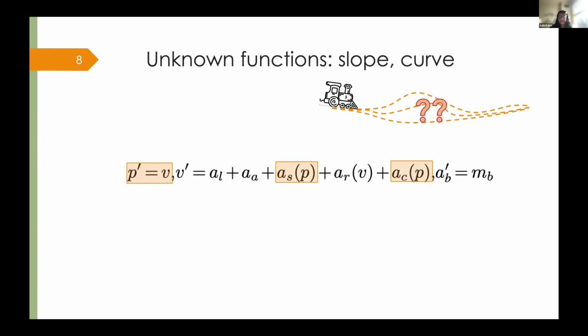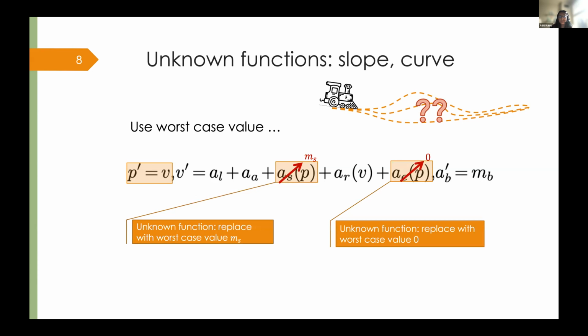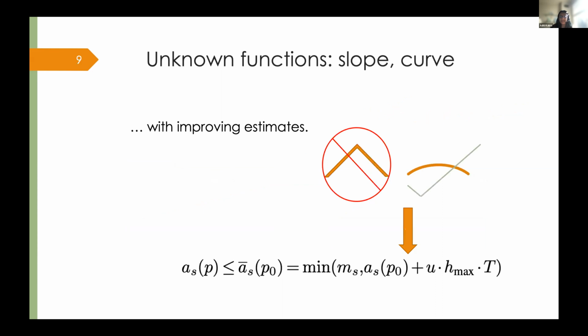Fortunately, we know the worst case bounds on slope and curve. A given railroad will know its steepest slope, m sub s, and sharpest bend. So conservatively, we substitute in the worst case values to compute a bound on the dynamics. We use other information about the track to get even better worst case bounds to substitute in.